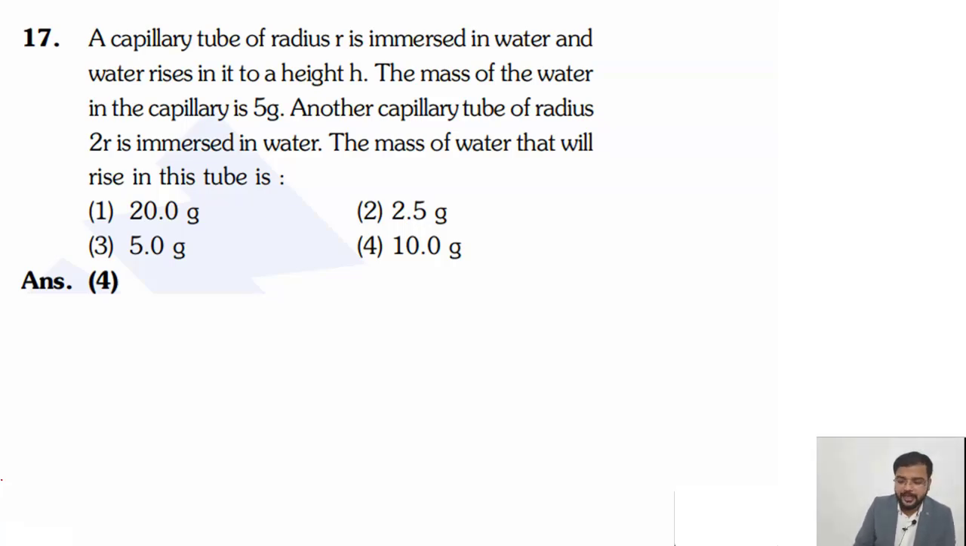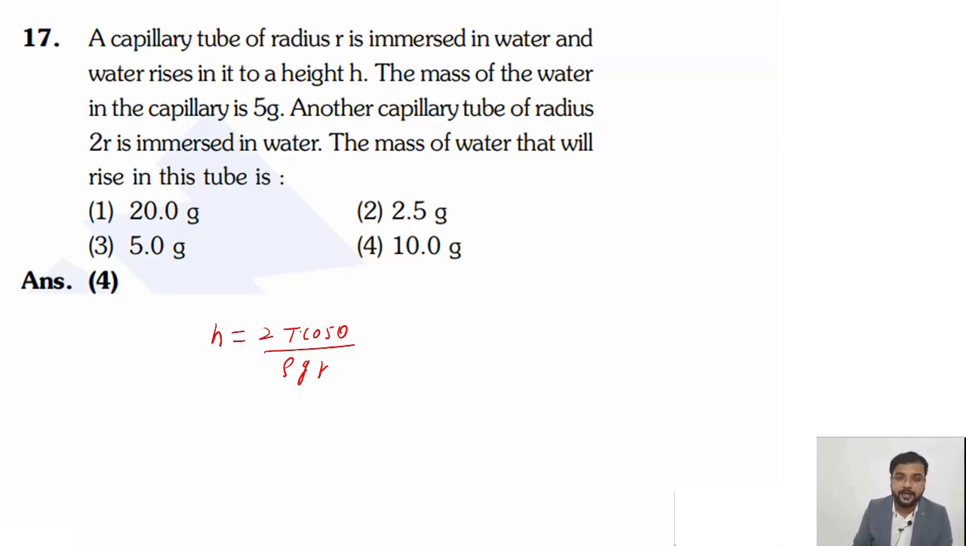We know the capillary height formula. I am writing it over here: capillary height h equals 2T cos theta by rho g r. Here r is the radius of the tube, rho is the density of the water, g is the gravitational acceleration, T is the surface tension, and cos theta involves the angle of contact, and h is the rise height.